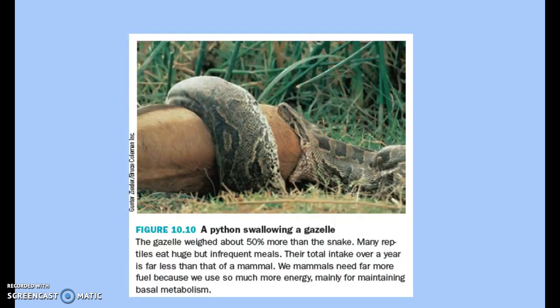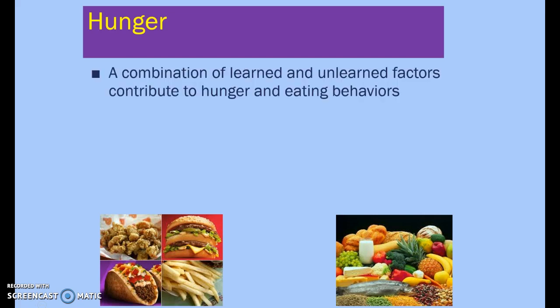This was another example with animals, a picture of a python swallowing a gazelle, even though the gazelle weighs about 50% more than the snake. But interesting and cool how it could eat that. Anyway, back to humans. Hunger and eating behaviors seem to be a combination of learned and unlearned factors influencing.